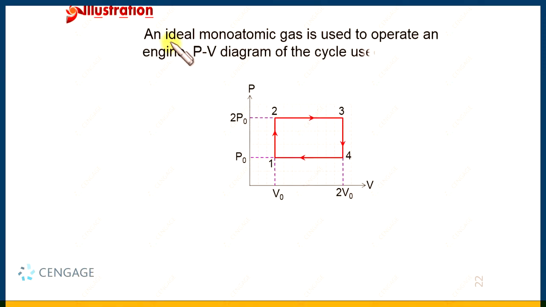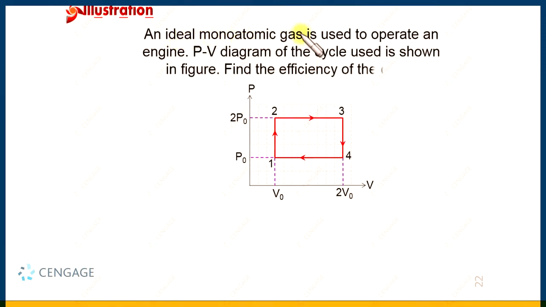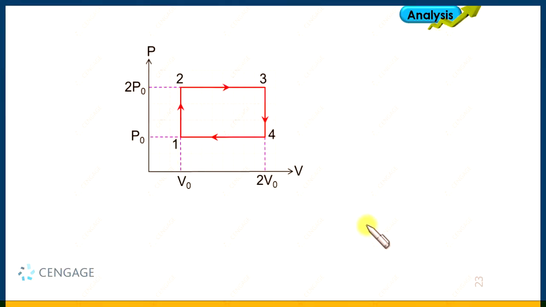Illustration number 1 is about an ideal monoatomic gas which is used to operate an engine, and this is the PV diagram, the cyclic process, and we need to calculate the efficiency of this cycle. So let us first discuss the meaning of efficiency. Efficiency means output divided by input.